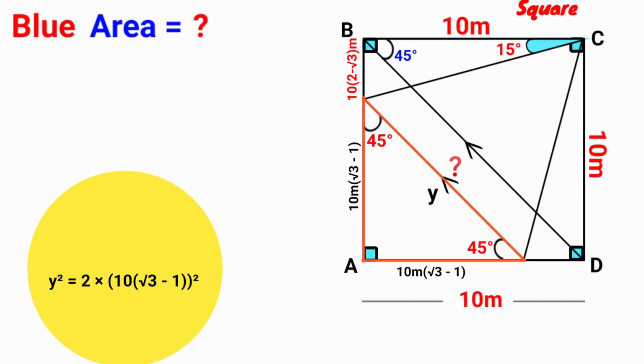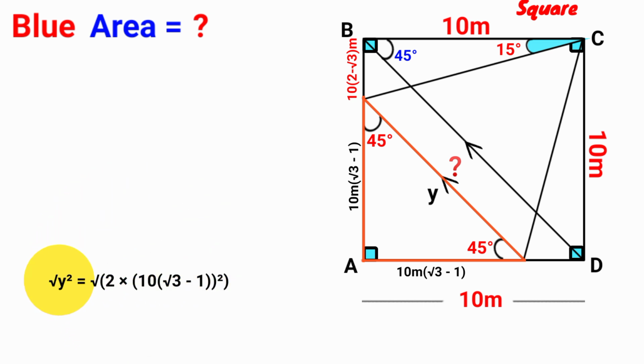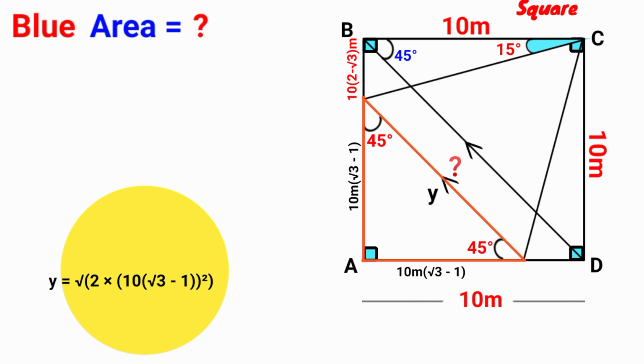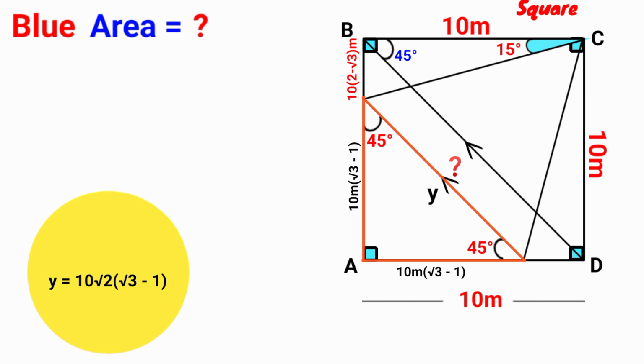Now from y squared equal to 2 times 10 into bracket root 3 minus 1 all squared, we take the square root of both sides. Here square root of y squared is y, while here square root of 2 times 10 into bracket root 3 minus 1 all squared is root 2 times square root of 10 into bracket root 3 minus 1 all squared. This square root cancels this square. Root 2 times 10 into bracket root 3 minus 1 is 10 root 2 into bracket root 3 minus 1. So y equal to 10 root 2 into bracket root 3 minus 1. That is, the length of this side is 10 root 2 into bracket root 3 minus 1 meters.